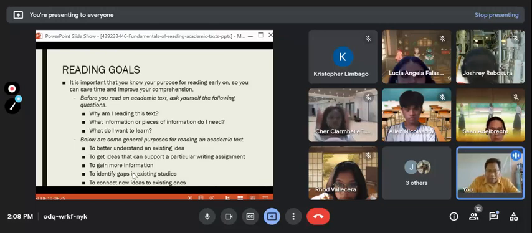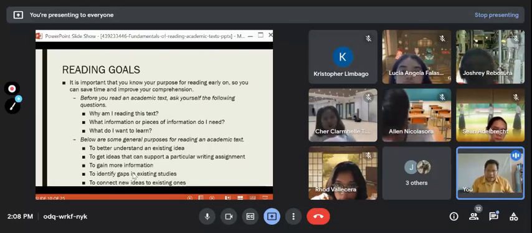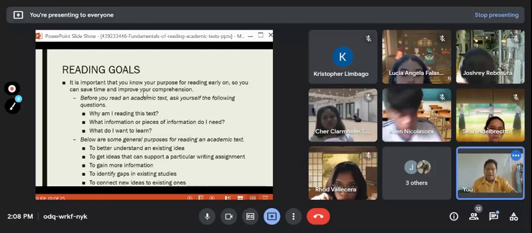Primarily as well, there are people who read academic texts for the purpose of gaining more additional information. Or they might want to identify gaps in existing studies. In relation to research, they might notice that something is weak in one's research, in one's study. And how do they plan on filling that hole up? And so they use academic text. Connections of new ideas to existing ones can also be achieved if you read academic text.